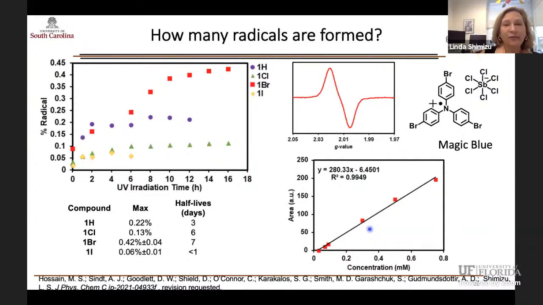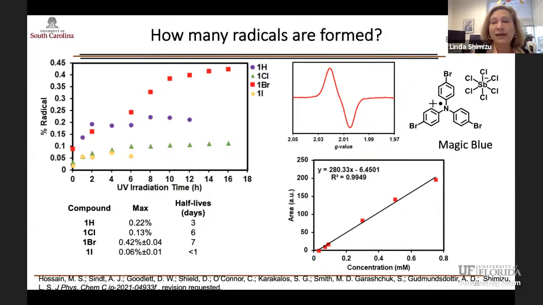How many radicals are formed? Well, we can get an estimation of this by double integrating the EPR spectra that we get and comparing it to a standard. So we've done EPR of standard solutions of Magic Blue to make a calibration plot. And then we look at our materials.